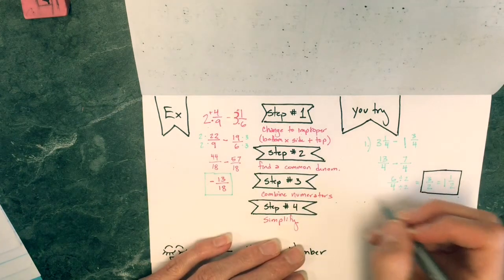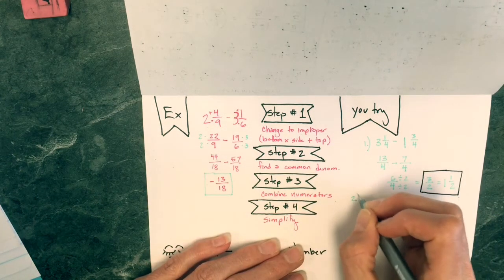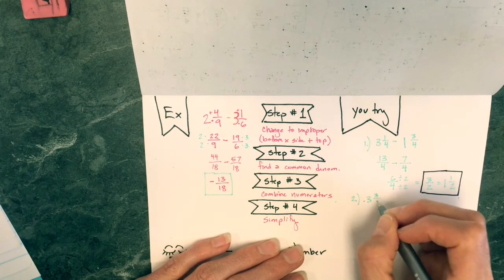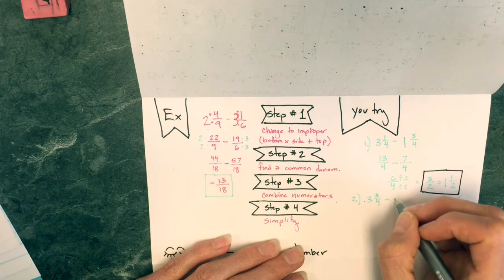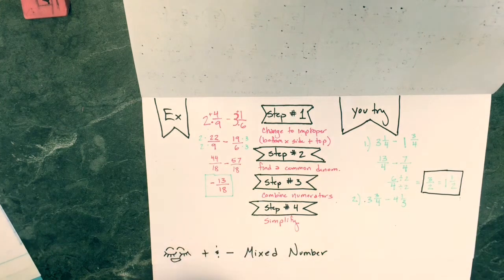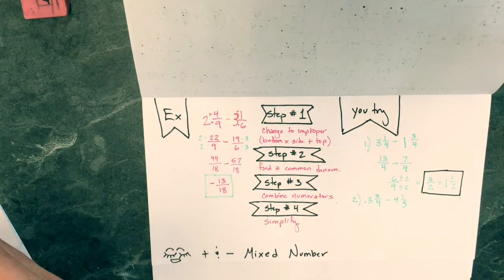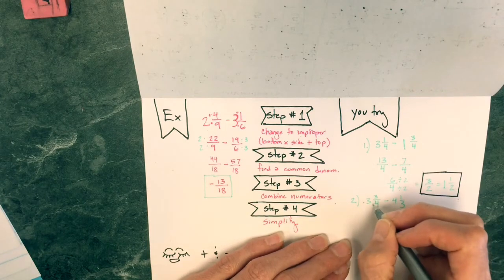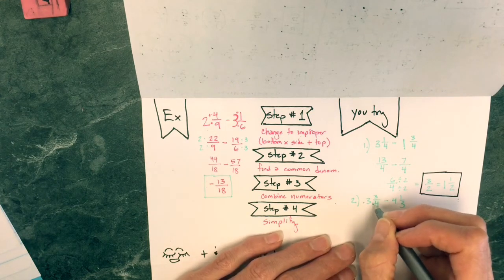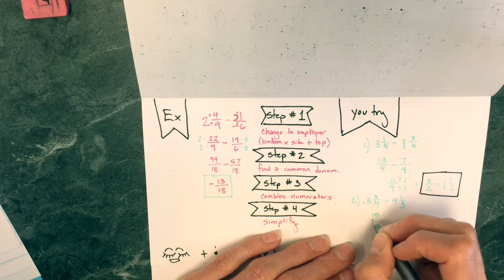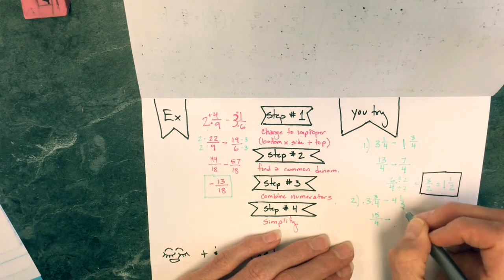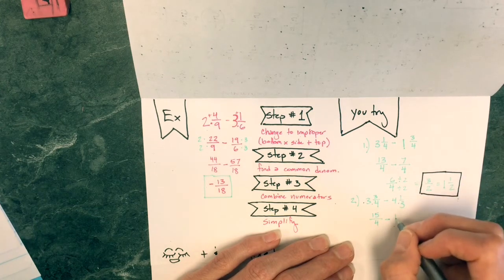All right, try this one. I want you to try 3 3/4 minus 4 1/3. Okay, pause and try. All right, so we have to change it to improper fractions. So you're going to multiply 3 times 4. That's 12 plus 3 is 15 over 4. Minus multiply 3 times 4 over here. That's 12 plus 1 is 13 over 3.